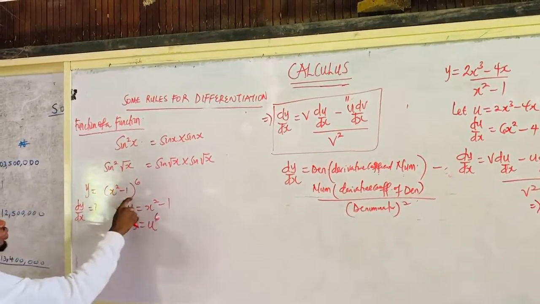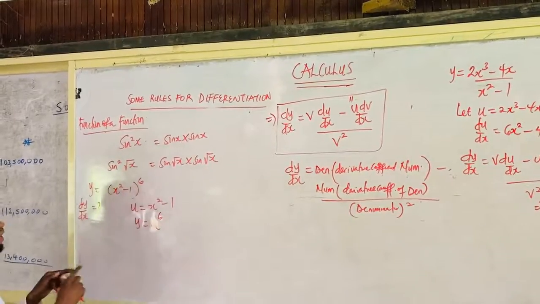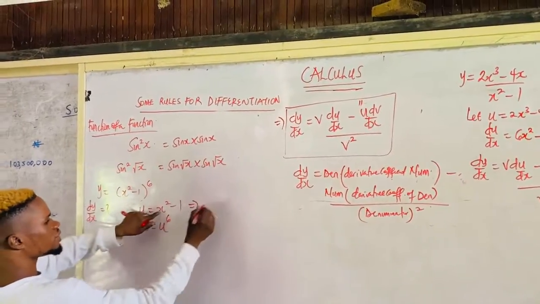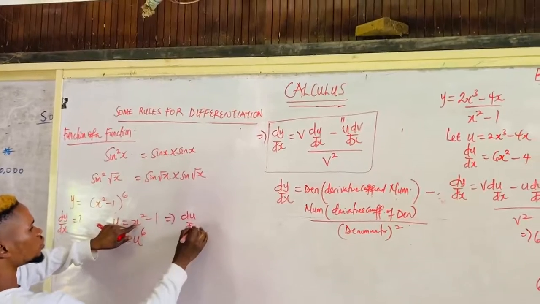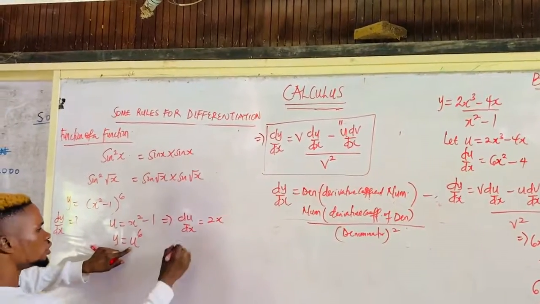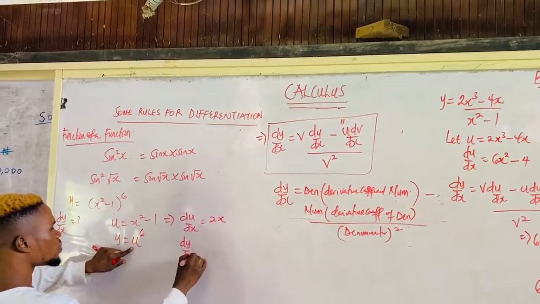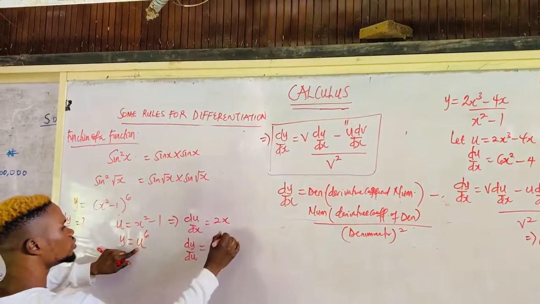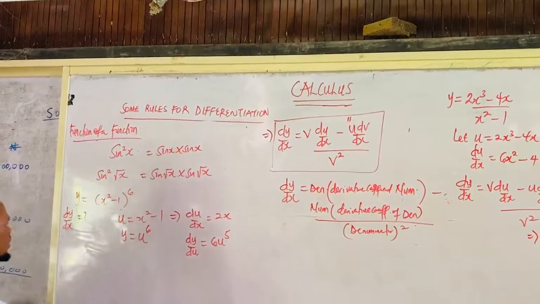This is u. Then y becomes u raised to power 6. And here, u is a function of x. The derivative du/dx is possible, which is what? 2x. But here, y is a function of u. The derivative dy/du is also possible, which is what? 6u raised to power 5.